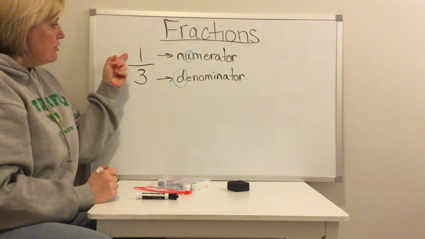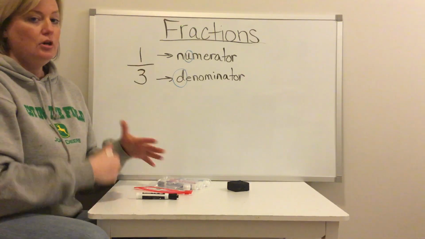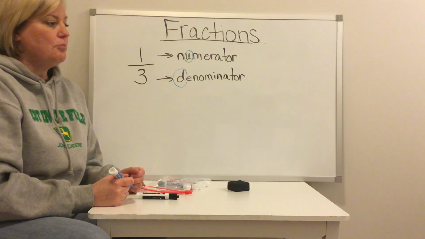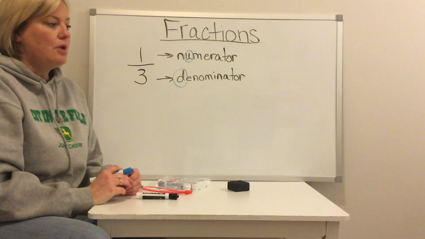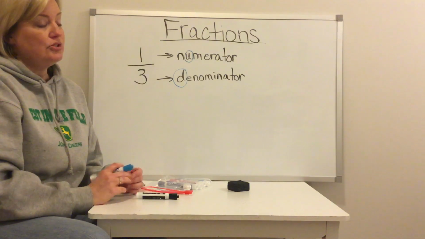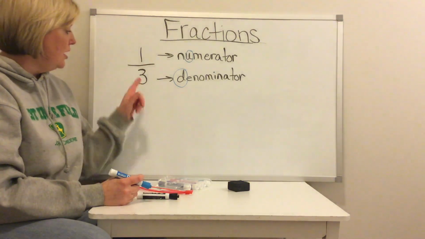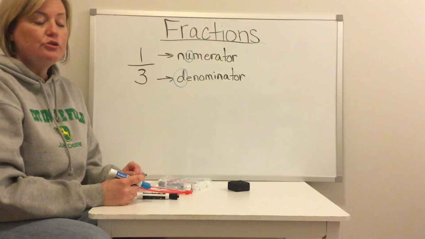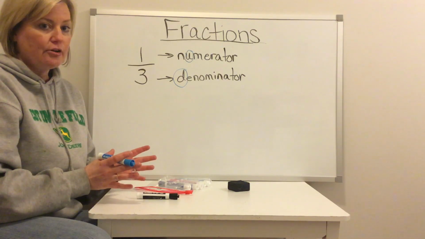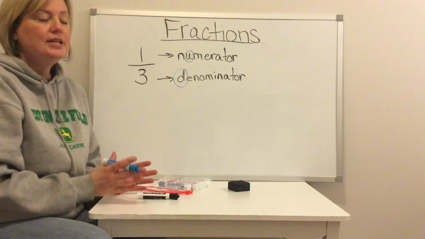Now, the numerator shows you a certain part of the whole. It might be the shaded part, it might be the part that's not shaded, it might be the part that was eaten or the part that was not eaten, but it shows some part of the whole. And your denominator tells you how many there are in the entire thing. How many pieces or parts is the whole divided into?